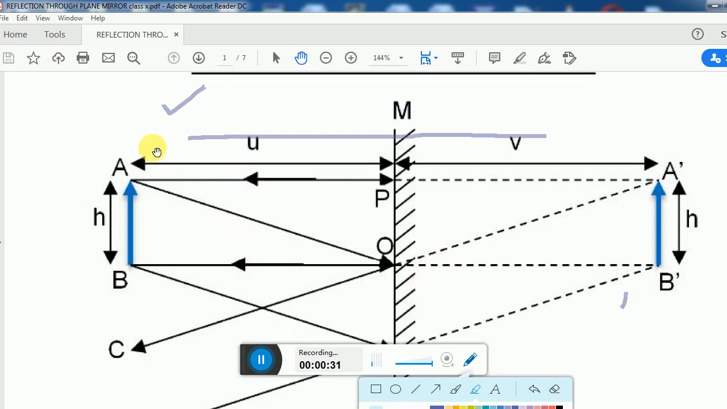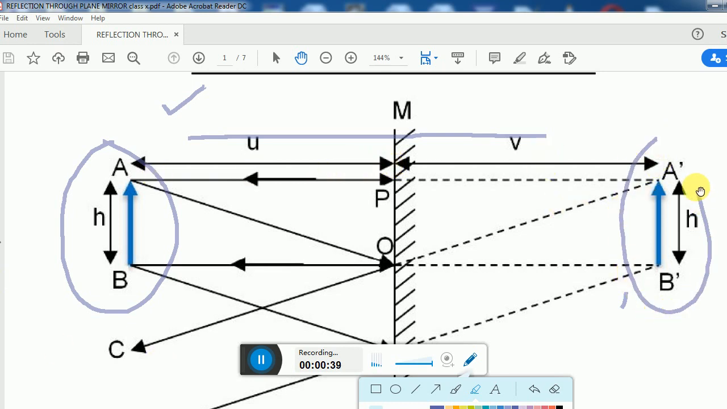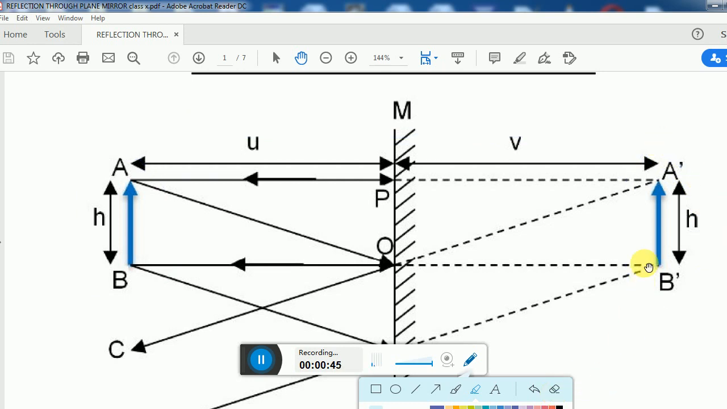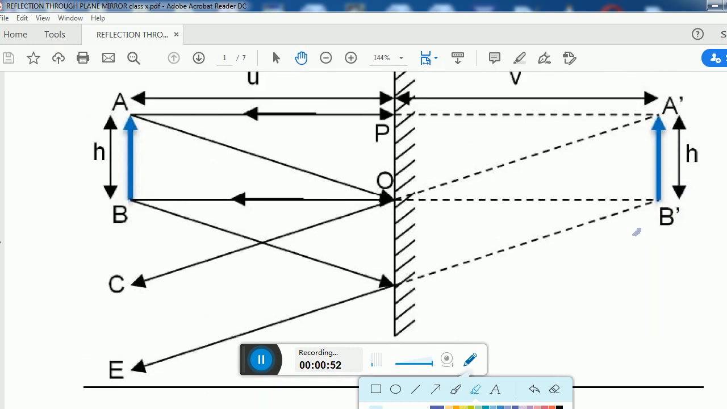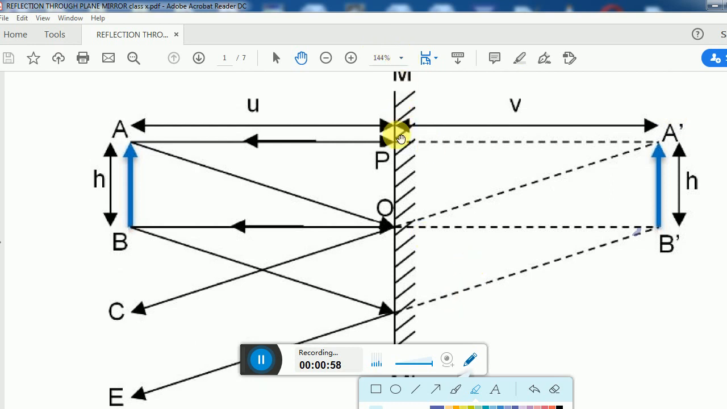So first see, this AB is an object which is in front of a plane mirror, and this is the image formed. A dash B dash is the image formed. Now we learn how the image will form. So here you can see this is the mirror. M and M dash is the mirror.